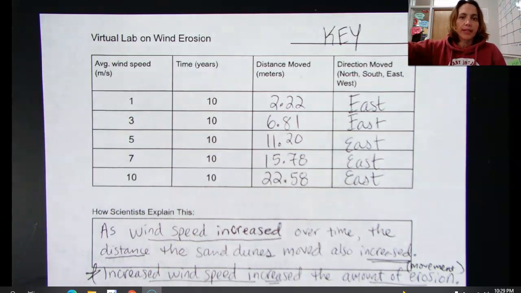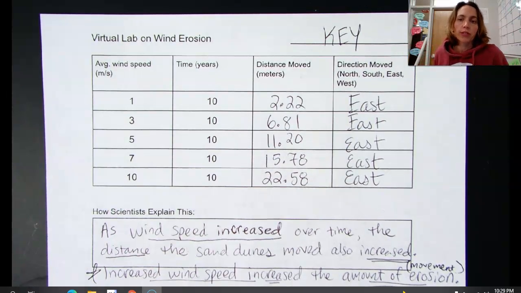All right, let's begin. We are going to go over the virtual lab on wind erosion answers real quick, compare them, check them. We'll go over the big meaning, and then we'll move on. So I apologize. This was not my favorite virtual lab, but we did it anyway. So let's go over your work.